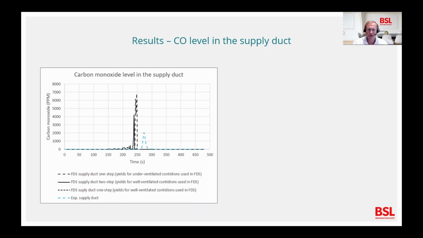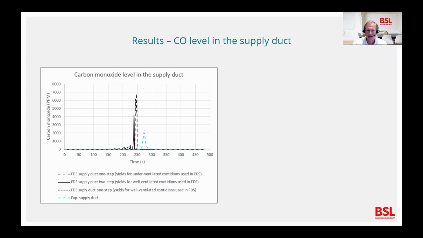And here we see results of carbon monoxide spread through the supply duct. Again, the blue dotted line represents the experimental data. And this is the tricky part, since the production of CO and soot massively increases when the fire becomes underventilated. I have done several simulations, both using one-step simple chemistry and two-step simple chemistry, as well as using different yields as an input.